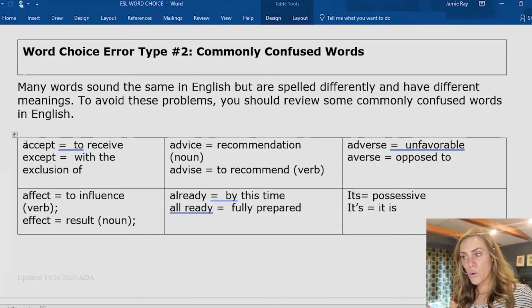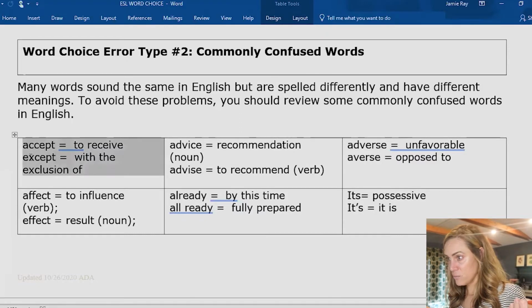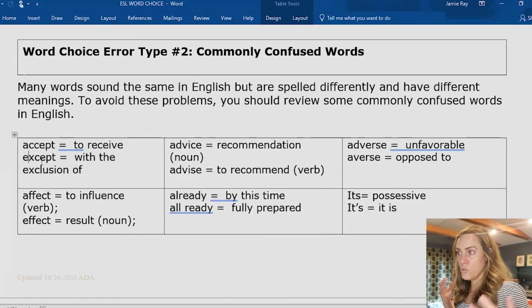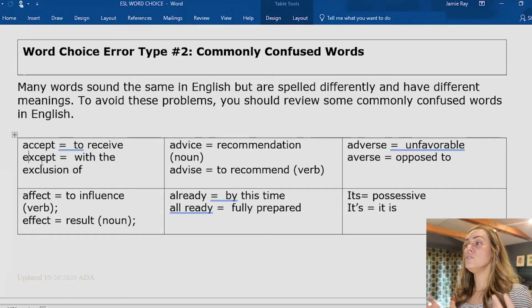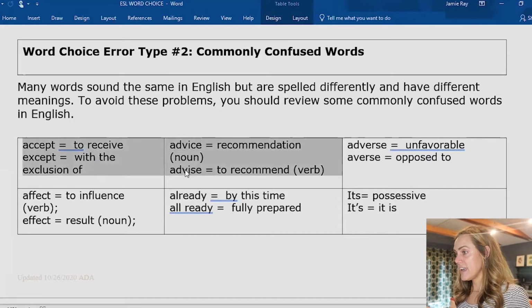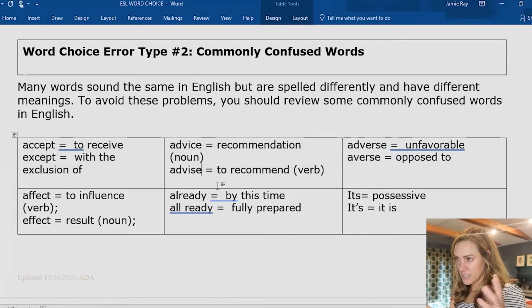If you know there's one with an A and one with an E, X, if you know what they mean and you know how to use them, you won't make that mistake. Or look at this, advice and advise. They actually don't sound the same. They sound similar, but students get them mixed up. One's a noun, one's a verb.